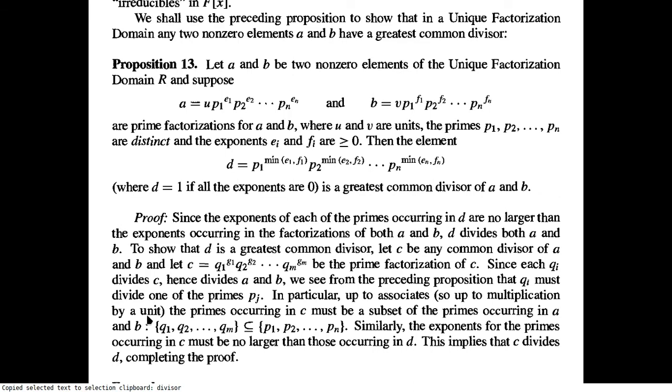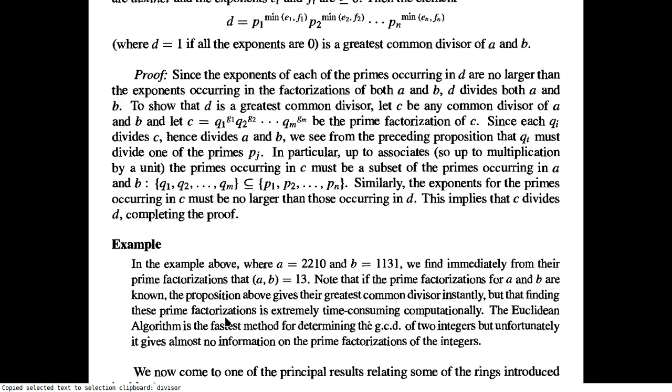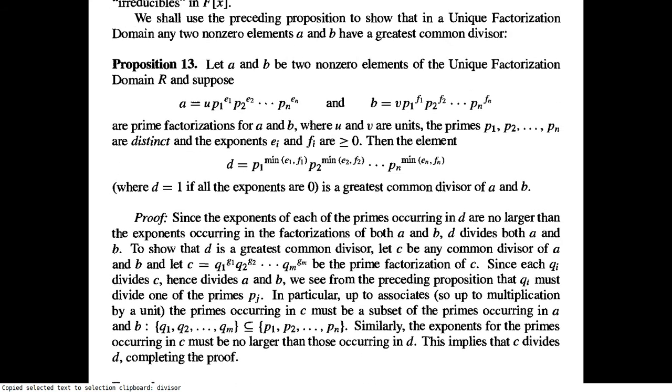Okay, so we're going to see a proof for this. This is kind of important. So let's see. D has the primes in D, the exponents of the primes are less than the exponents of A and B, right? So that means D must divide both A and B, right? So all the primes that you have in D are included in A and B.